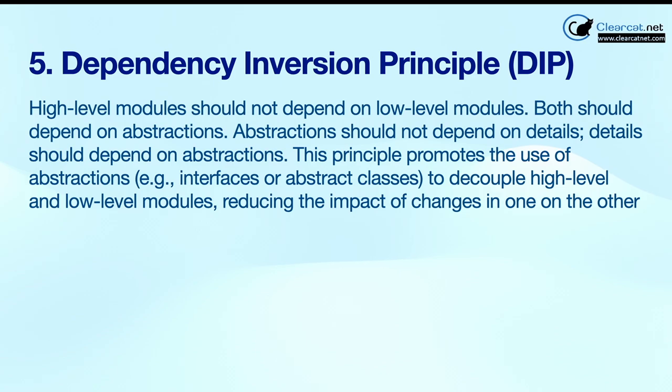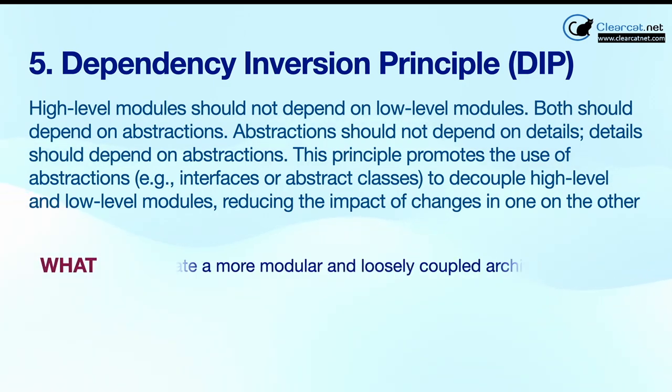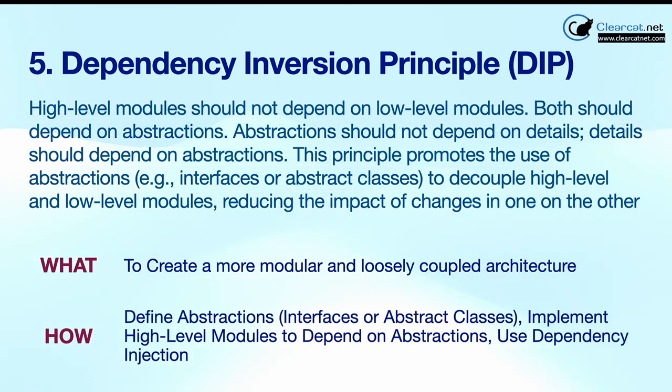And this decouples high level and low level modules, reducing the impact of changes in one on the other. What for? To create a more modular and loosely coupled architecture. This is the only aim of this particular principle. How are we going to achieve this? Define abstraction with the help of interfaces and abstract classes. Implement high level modules to depend on abstraction.